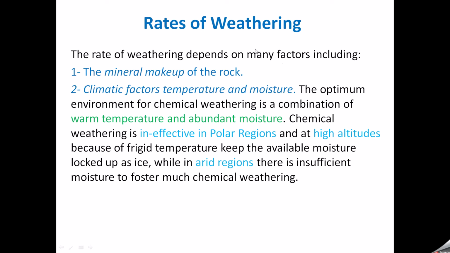Rates of weathering. Rates of weathering depend on two main factors: mineral makeup or mineral composition of the rock, and the climate. Climate, mainly temperature and moisture. And the best environment for chemical weathering is warm and humid, which is warm temperature and abundant moisture. But chemical weathering is ineffective in polar regions and high altitudes. Why? Because frigid temperature keeps the available moisture locked up as ice. So there is no moisture.